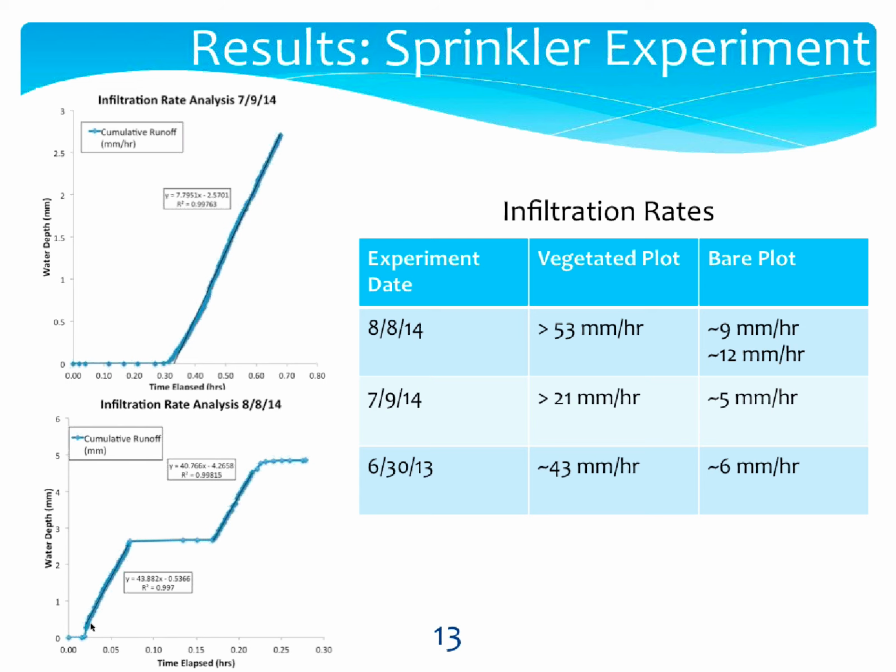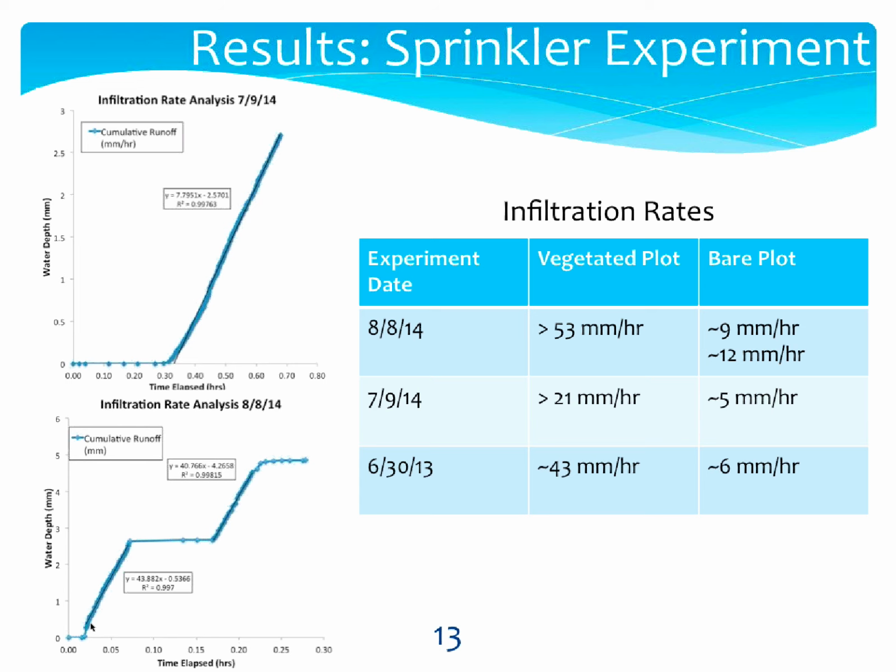So unfortunately, these are just for bare plots because our vegetation plot had a higher infiltration rate than our max sprinkling rate. So we determined that number to be about 53 millimeters an hour for 3 sprinklers. The sprinklers were supposed to spray about 23 millimeters an hour, but one failed and produced less than half of its rainfall rate it was supposed to.